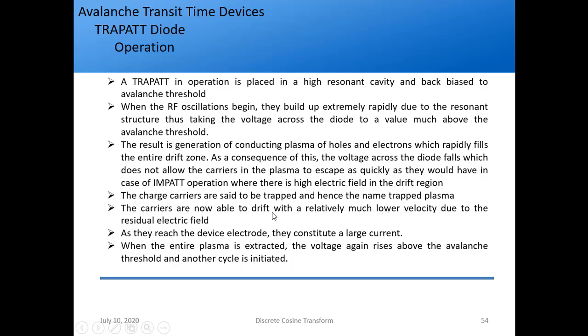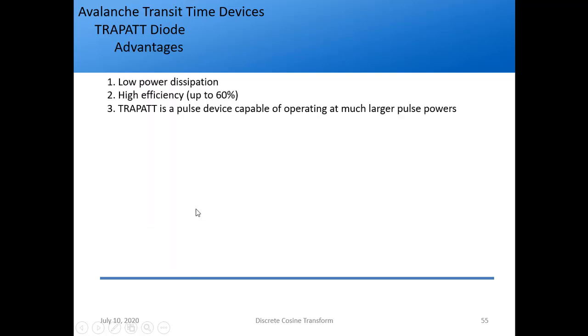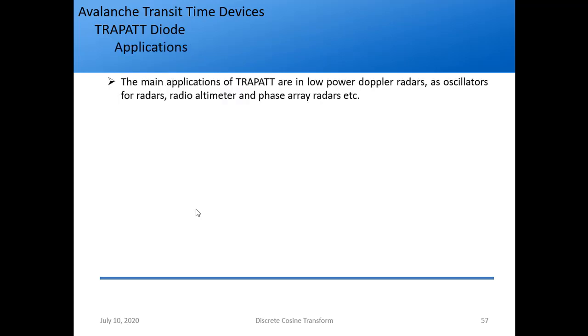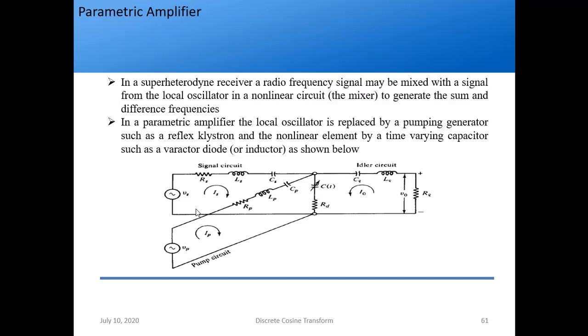So what happens? Since the velocity is low, as they reach the device electrode, they constitute a large current. When the entire plasma is extracted, the voltage again rises above the avalanche threshold and another cycle is initiated. So this continues and the oscillations are sustained. Then we saw the advantages, disadvantages and applications. They are used in radars and oscillators.